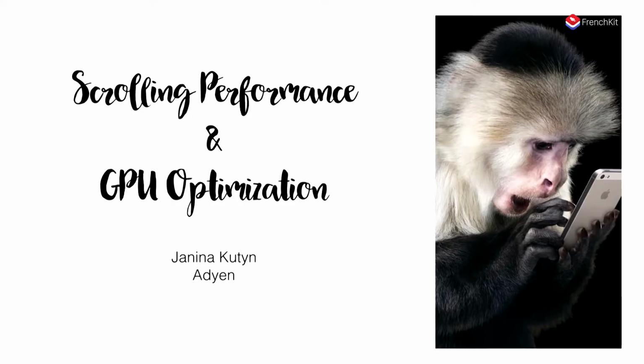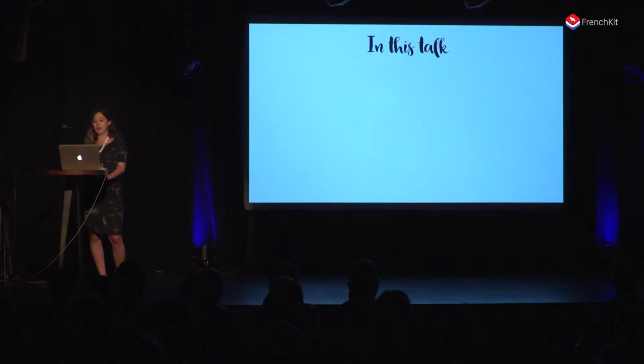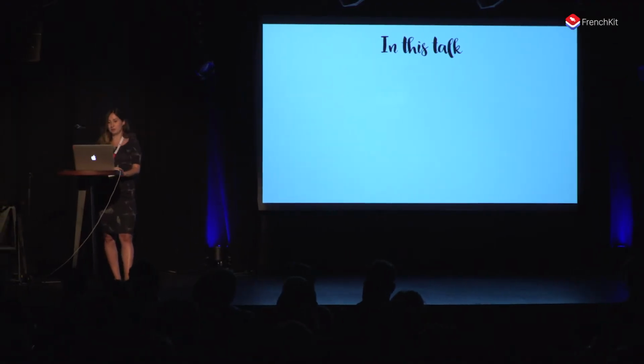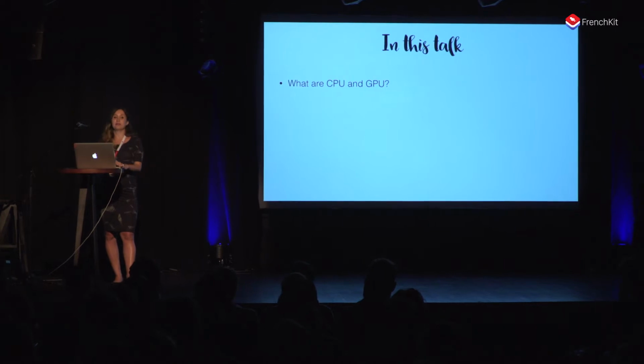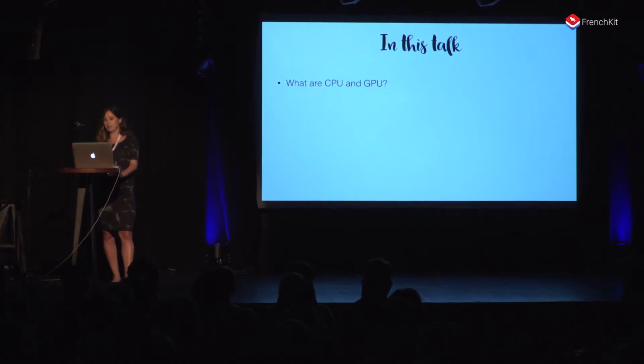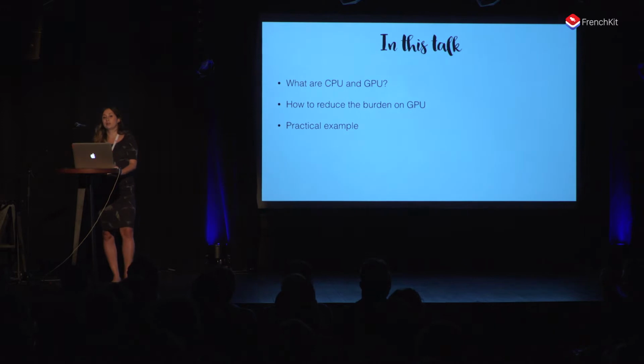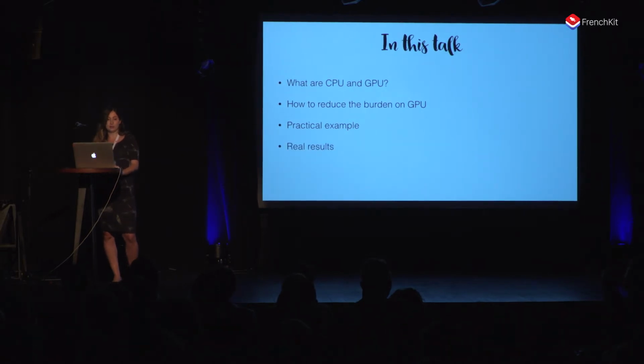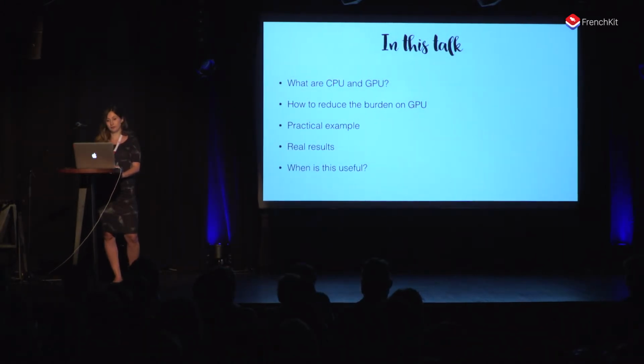And today I will be talking to you about how to improve scrolling performance on iOS apps, specifically through some GPU workload optimizations. So in this talk, I will start by talking to you about the difference between CPU and GPU and their responsibilities when it comes to UI layout. Then I will explain an approach that reduces the burden specifically on the GPU. We will then look at a practical example, and I will show you some real results I was able to obtain with it. And lastly, I will discuss when this approach could be useful.